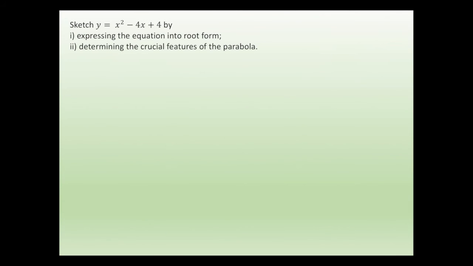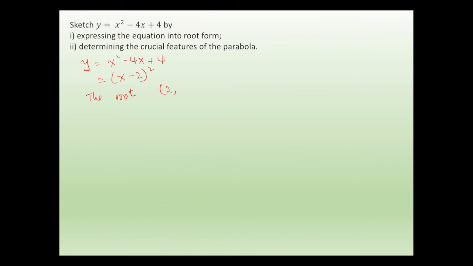Now, the next one, I would like you to try this. Y equals x squared minus 4x plus 4. All right, so pause the video for a while and please try this. So we know that y equals x squared minus 4x plus 4 is actually x minus 2 all squared.